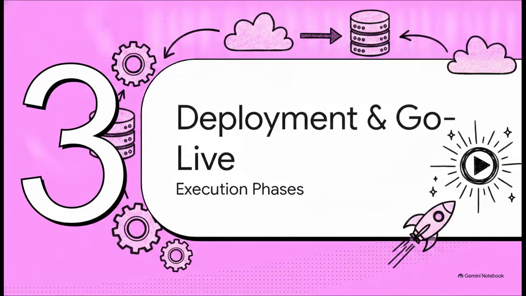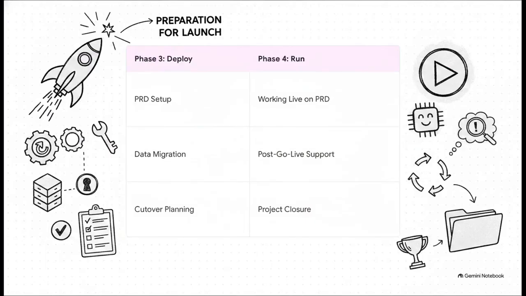Section 3. Deployment and go live. Execution phases. Things get really intense here as we shift from phase 3 directly into phase 4. In phase 3, deploy, we're setting up the production environment, finalizing our authorization matrix for user roles, uploading the final master data and opening balances, and approving our cutover plan. Basically, it's all about prepping for launch.